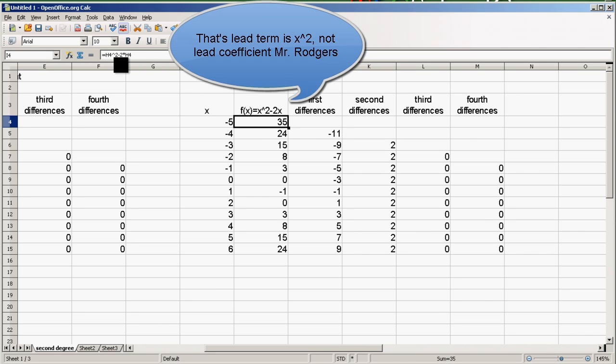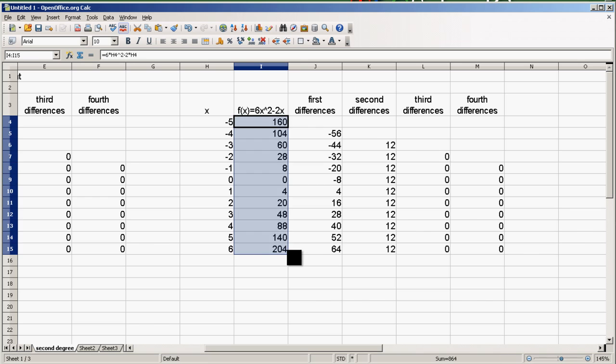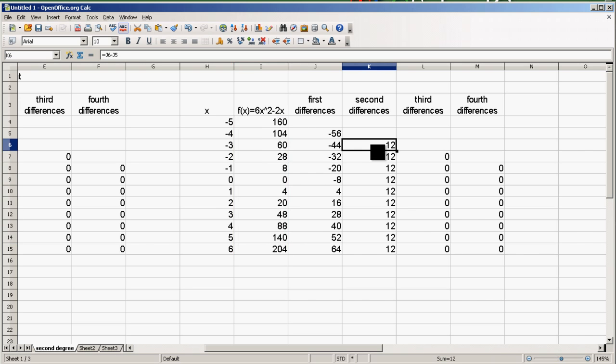I could do the same thing. I'm going to edit this right here. I'm going to change this from f(x) = x² to f(x) = let's go with 6x² - 2x. There we are. That's a lot bigger. And edit, fill down. I see now my second differences have changed to 12.